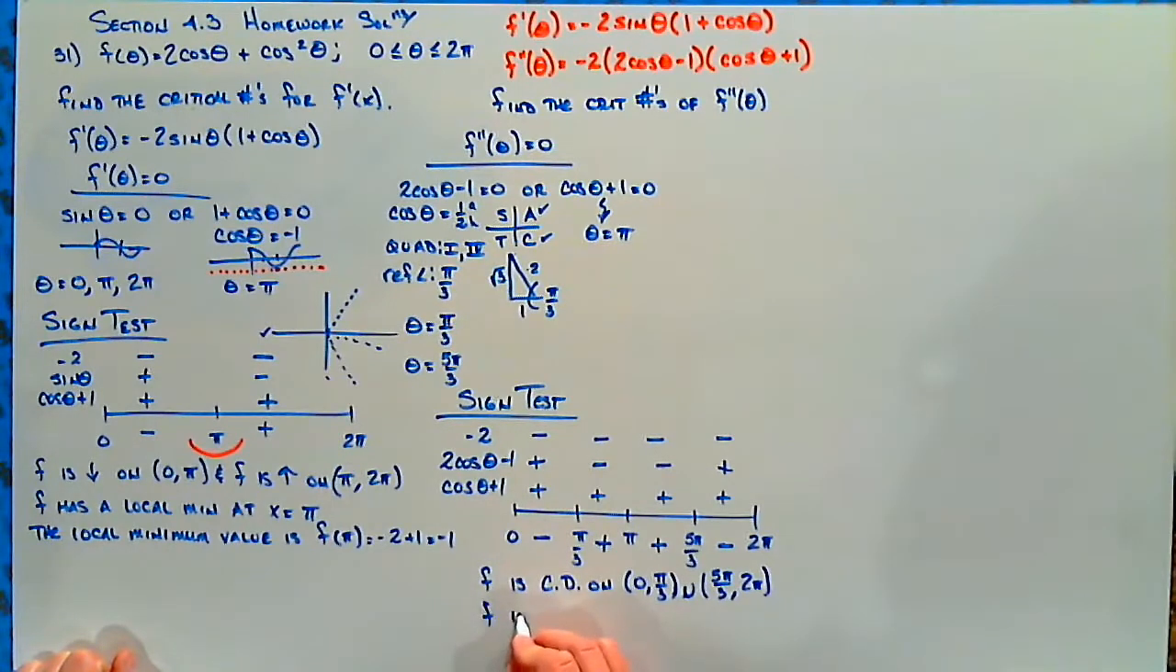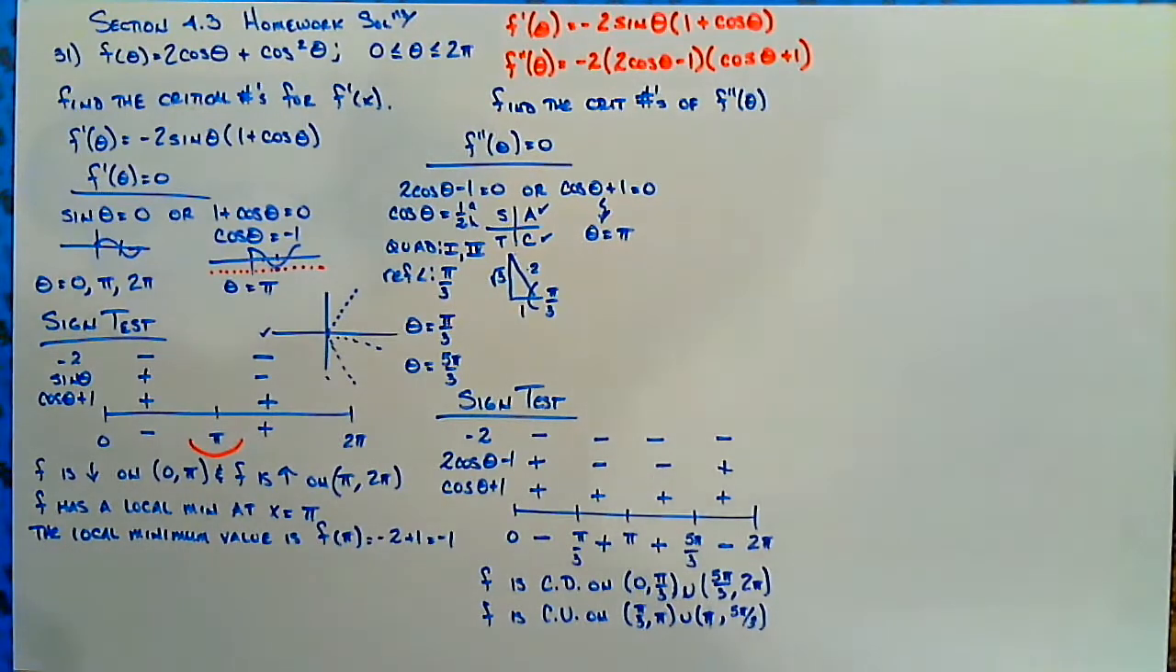And f is concave up on pi over 3 to pi union pi to 5 pi over 3. Now, here you're going to have to be a little careful. You're going to have to look at your book. Our book specifically states that a function is concave up when the second derivative is greater than 0.